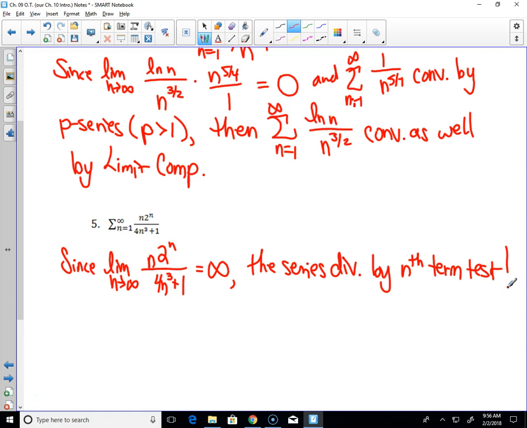Nice and easy. And the comparison test would not have been as easy. I guess we could have compared it to 1 over n squared and we would have gotten a limit. Nope, that was 1 over n. Yeah, we could have compared it to 1 over n. The top would have won, limit would have been infinity. We had divergent, but I don't know if you guys would have thought of that.